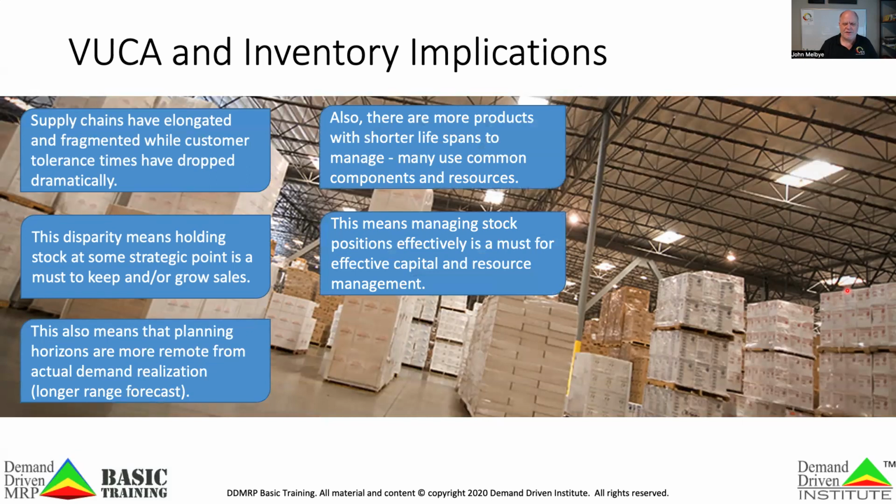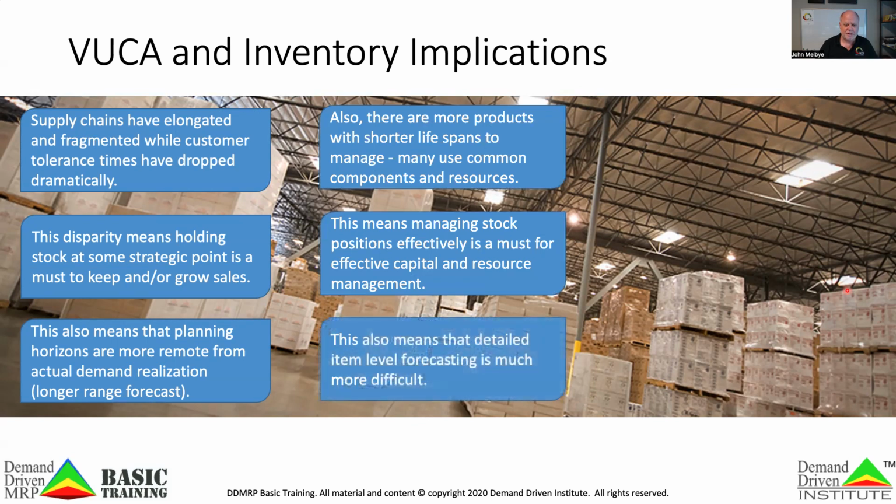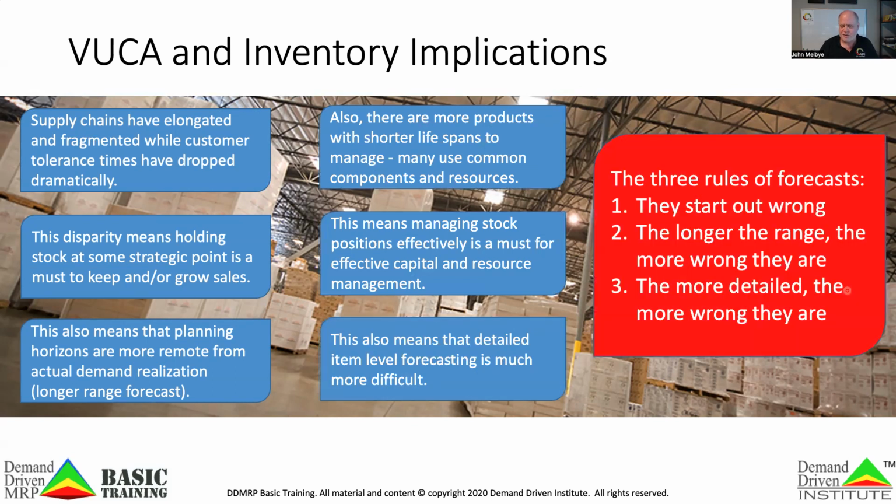This means that managing stock positions effectively is what we have to do in order to effectively manage capital and our equipment or our resources. It also means that detailed item level forecasting is much more difficult. And we know the 3 rules of forecast. They start out wrong. The longer the range, the more wrong they are. And the more detailed the requirements, the more wrong they will be.